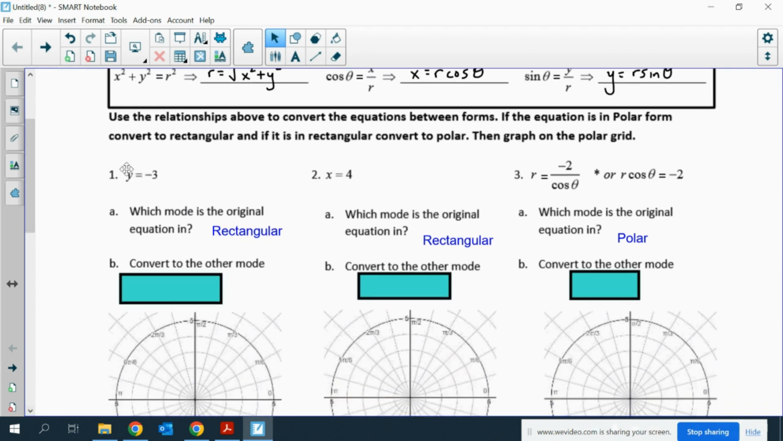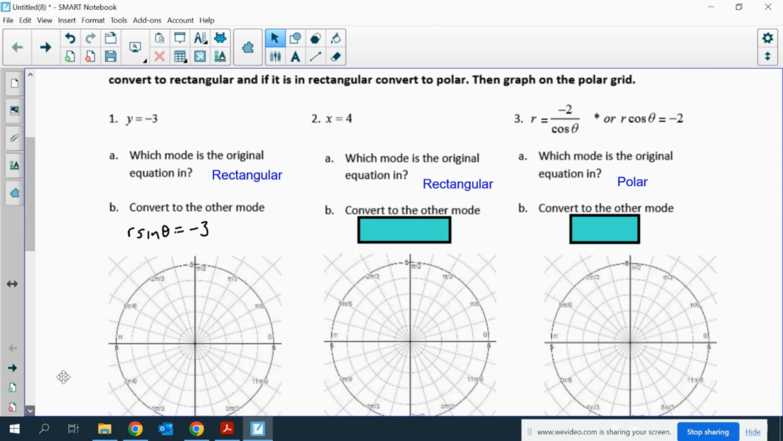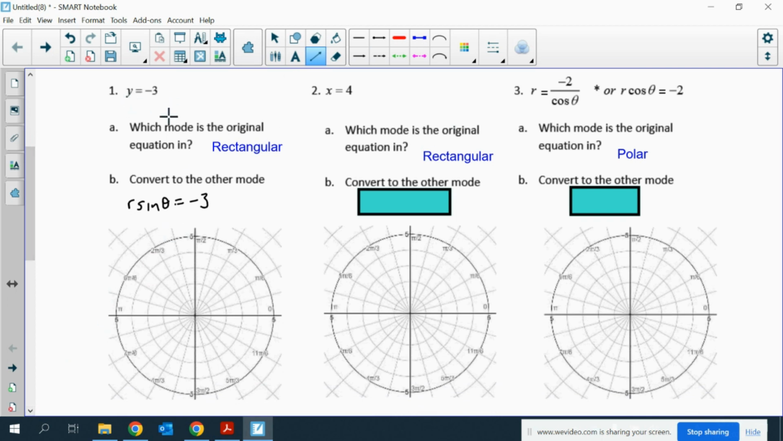We're just going to see y is equal to r sine theta. So r sine theta equals -3. Now in this case, it's probably easier to think about it in rectangular form. Y equals -3 is pretty straightforward. You just graph the line y equals -3. But you have to be able to recognize it in its polar form as well.